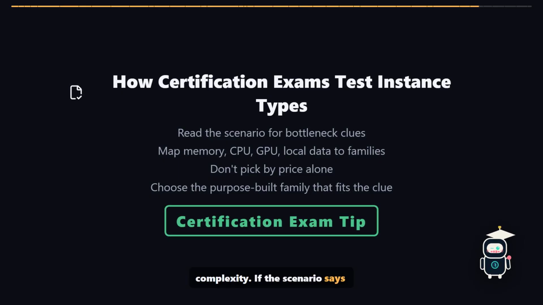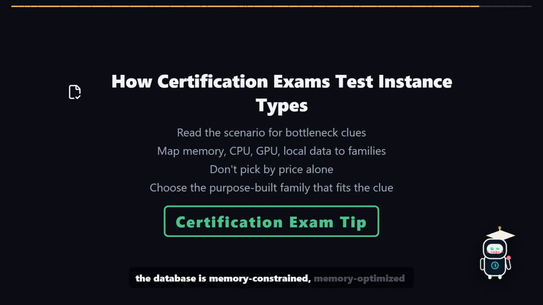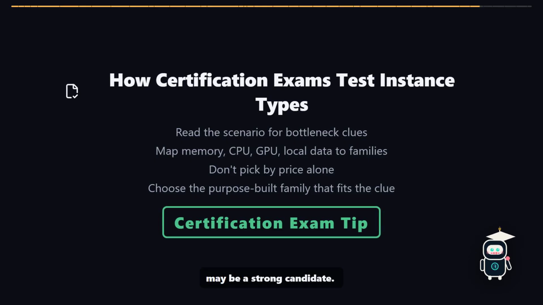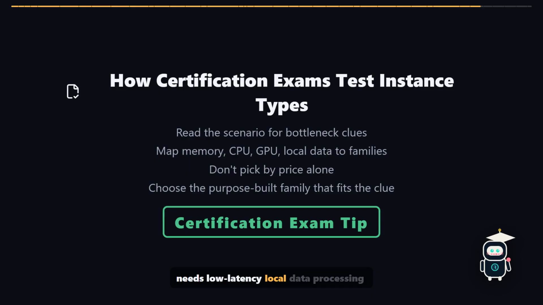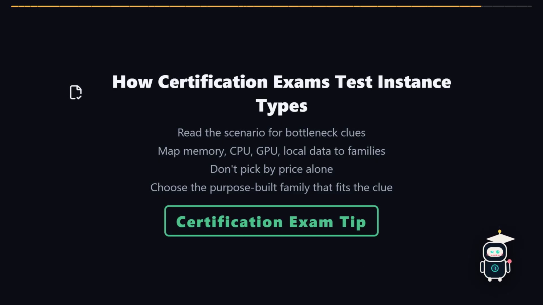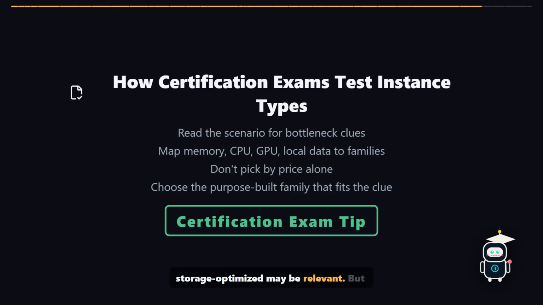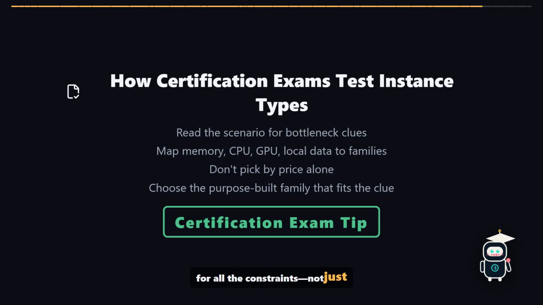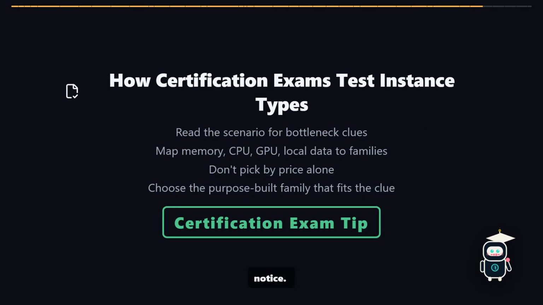If the scenario says the database is memory constrained, memory optimized may be a strong candidate. If it says the workload needs low latency local data processing and can tolerate ephemeral storage, storage optimized may be relevant. But a professional answer always accounts for all the constraints, not just the first resource word you notice.